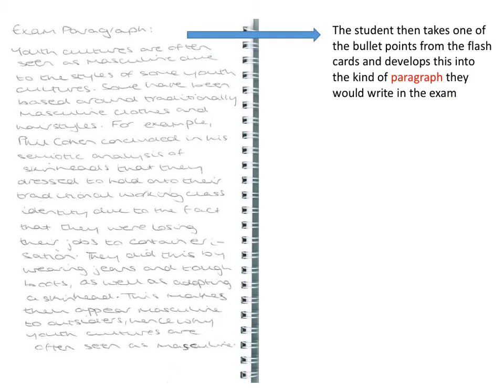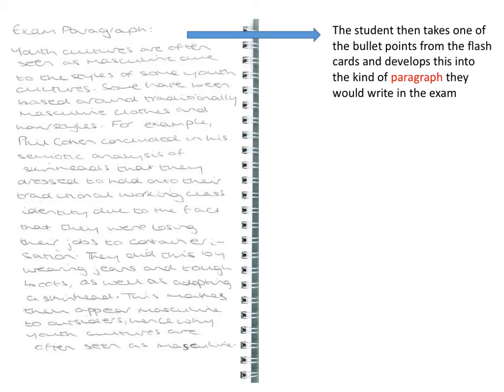And then finally, what the student does in their notepad to complete the exercise is they take one of the bullet points from the answer side of the flashcard and they try to develop that into the type of paragraph that they would write in an actual exam.